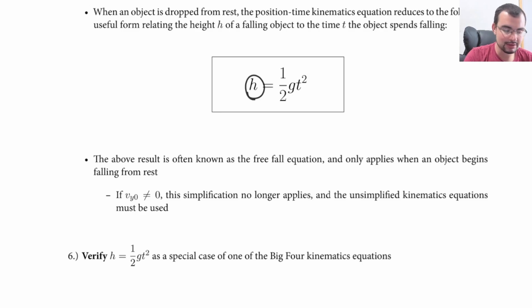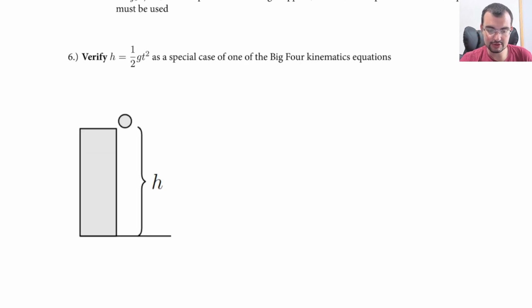If you know the height, you can calculate the time it takes to hit the ground. So let's prove this. We are claiming that this is a special case of one of the big four. It is pretty easy to guess which one it's going to be, right? Because it has a 1/2 and a square in it. So in the y direction, we'll use the 1/2 at squared equation.